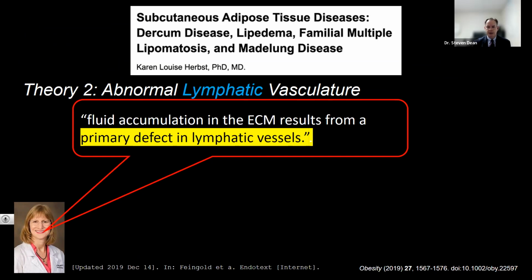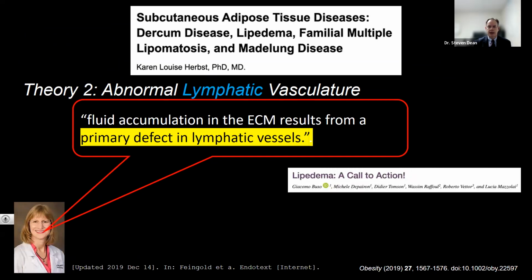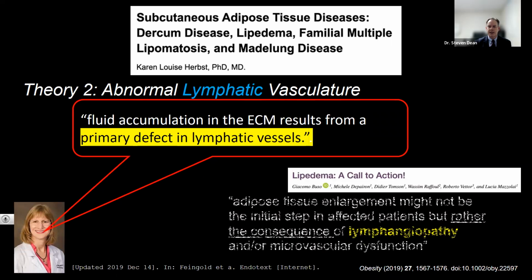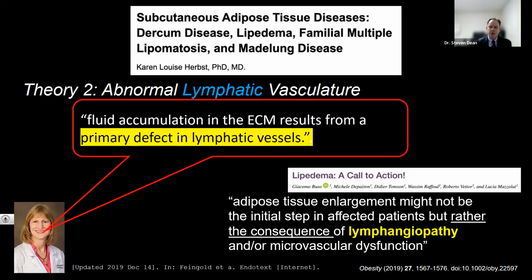So again, you're probably saying, well, show me the evidence. Okay. And before I get there and show you the evidence, here was another, I thought, very thought-provoking comment by Dr. Busso and associates in this 2020 reference, Lipedema, a call to action. And they stated the following: adipose tissue enlargement might not be the initial step in affected lipedema patients, but rather the consequence of a lymphangiopathy and/or microvascular dysfunction.